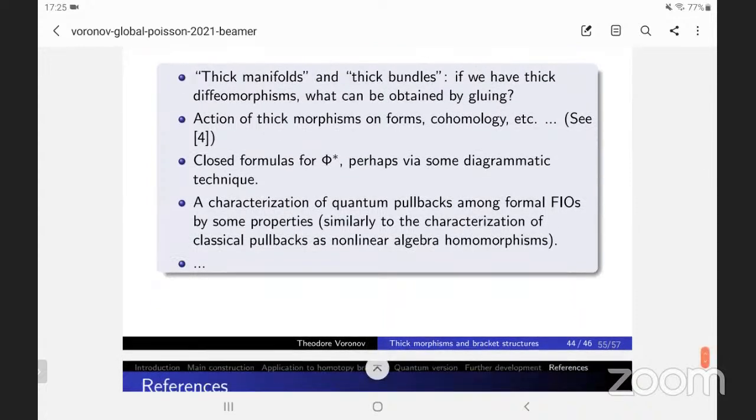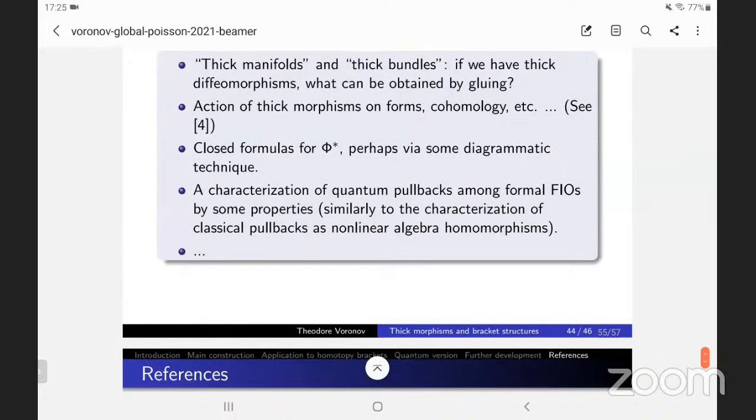Also about closed formulas for pullbacks. And I think in a different paper, so there must be some relation with some earlier work of Cattaneo and Felder. So I need to look closer into that, in this question of diagrammatic technique. What they did may help to obtain formulas for pullbacks by thick morphisms, and some other questions in all cases.